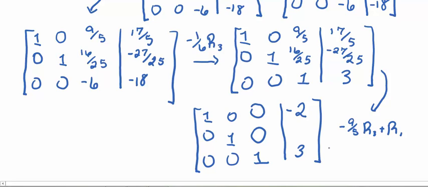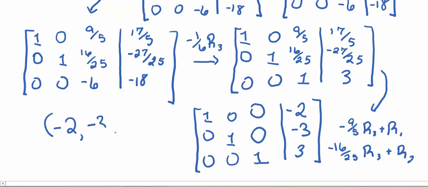So this time I'll multiply the third row by negative 16 over 25 and add it to the first row, or the second row, rather. So negative 3 times negative 16 over 5 minus 27 over 5 is negative 3. So the final answer is negative 2, negative 3, 3. So this one may have looked really bad, especially with the fractions over the 25, but in the end, we have a nice number answer.